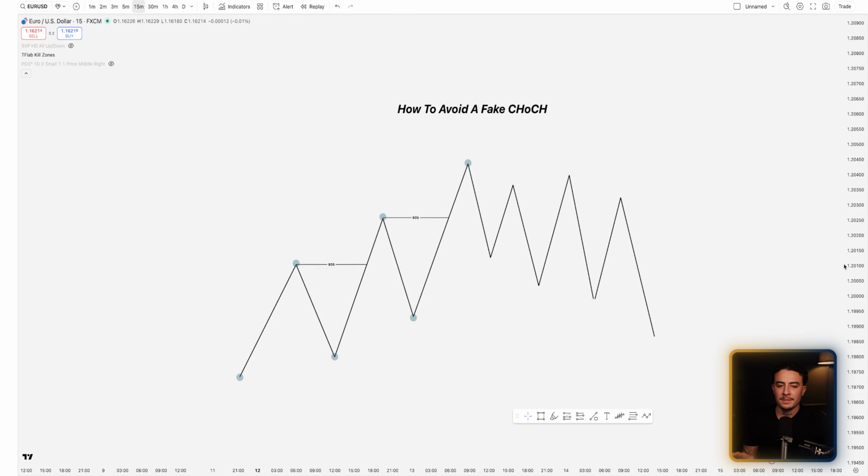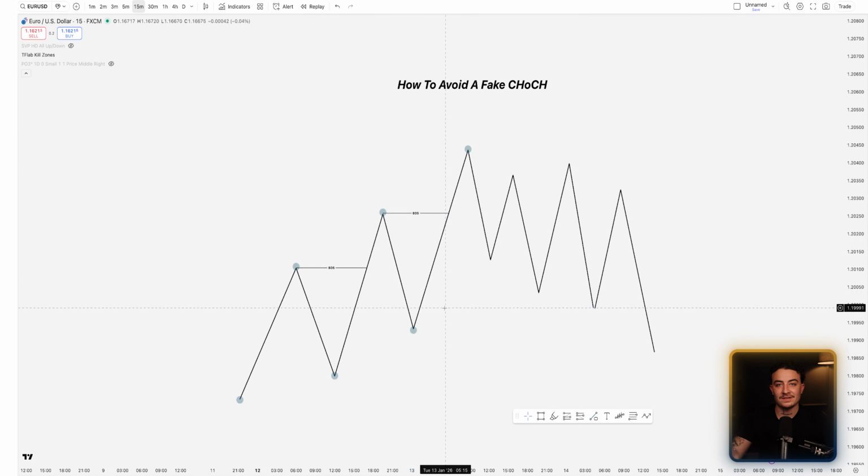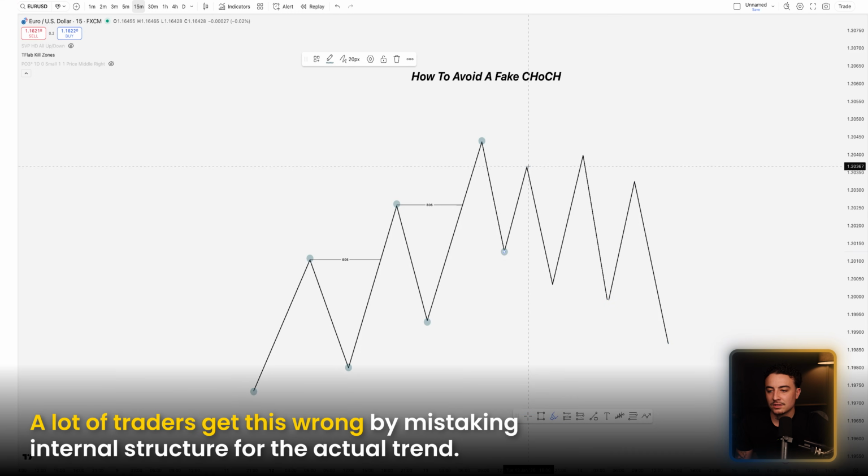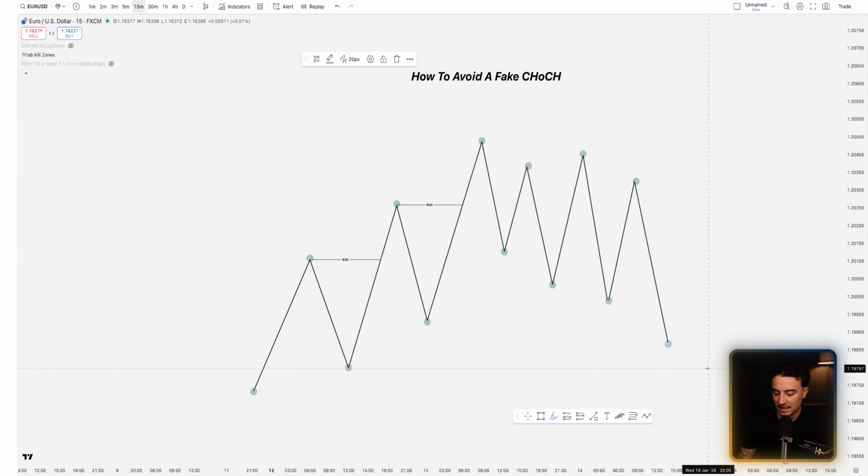Now, because the structure right now looks very simple, it's very easy to read it. But what actually happens inside of a full range? We have structure that looks like this. Pulls back, pulls up, pulls back, pulls up, pulls back, pulls up, right? And where a lot of people get this wrong is they start reading these internal pieces of structure as the trend. And then they get wrecked. And let me show you why.